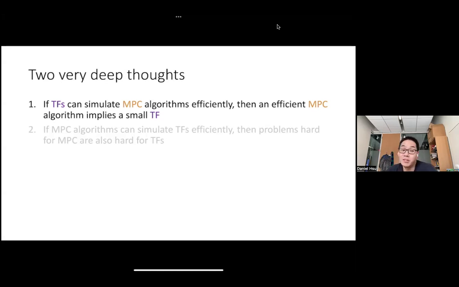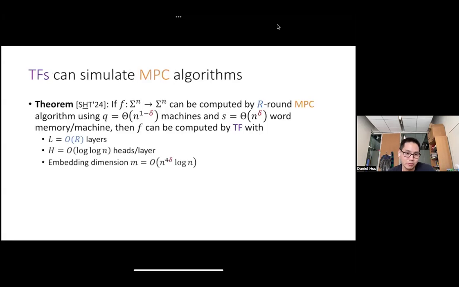We already saw that there are a lot of efficient MPC algorithms for various problems, like broadcast, sorting, connected components, and so on. So we were hoping that, since there seem to be some similarities, at least pictorially, between MPC and transformers, maybe this is a little bit deeper than that. Maybe every MPC algorithm can actually be efficiently simulated by a transformer. This is the first result that we have in our paper. Let me walk you through it.